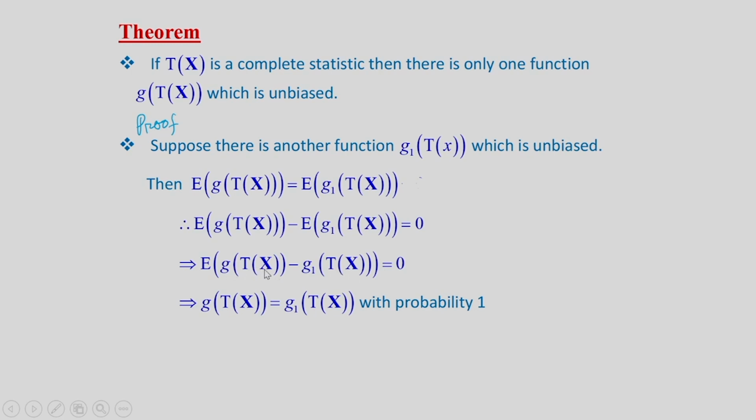Now, T(x) is a complete statistic. Therefore, if E of g(T(x)) minus g1(T(x)) is equal to 0, then this argument must be equal to 0 with probability 1. So, this will imply that g(T(x)) is equal to g1(T(x)) with probability 1. Therefore, we conclude that g(T(x)) is a unique unbiased estimator. If T(x) is a complete sufficient statistic, there exists only one unbiased estimator, that is g(T(x)).